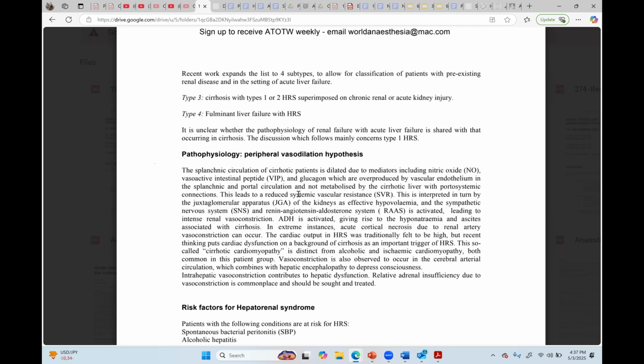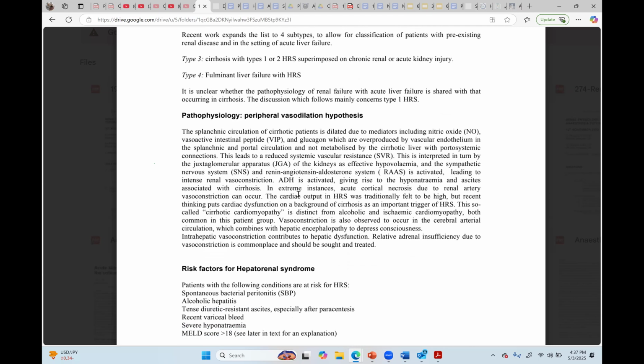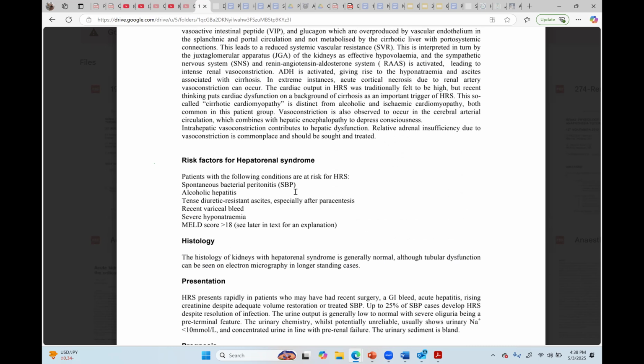Vasoconstriction is also observed to occur in cerebral arterial circulation. So the bottom line is that the exact mechanism is still not very clear, and there are so many things going on together. But usually vasodilators are not cleared because of portal obstruction and portal hypertension, so there will be more decrease in SVR, and the JG apparatus will, as a result, activate the renin angiotensin system, and it will cause renal vasoconstriction. When ADH is also activated at the same time, there will be more water absorption and it will lead to hyponatremia. So that's what will be leading to this HRS.